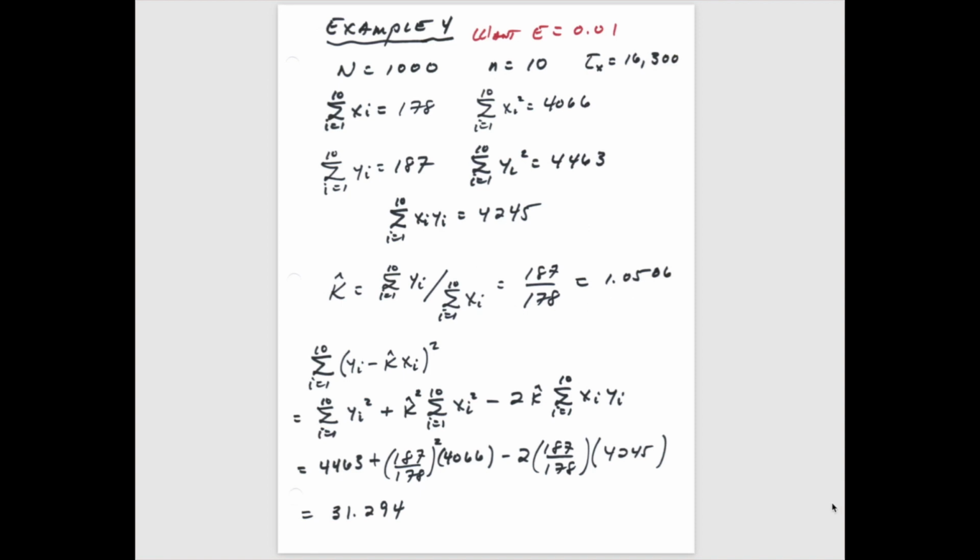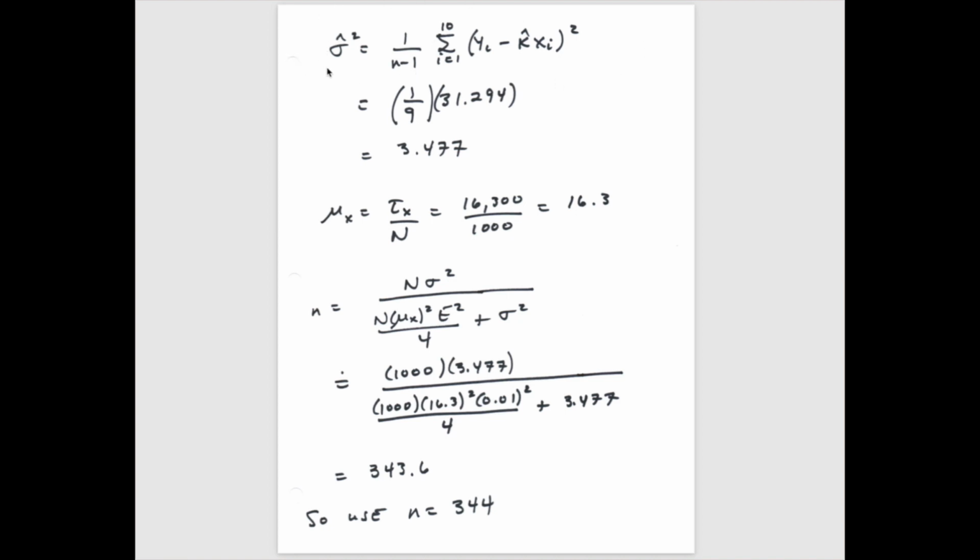1.0506. Now we don't know the population variance in this situation, and so we will have to estimate it using the data in the sample. And so to do that, we'll first need to calculate this sum of squared deviations between the observed y values and the predicted values given by k hat times x sub i. And we'll do that using the expansion formula. And so when we do that, we get a value of 31.294 rounded to 3 decimal places. From that, we get the estimated value of the population variance being 3.477.